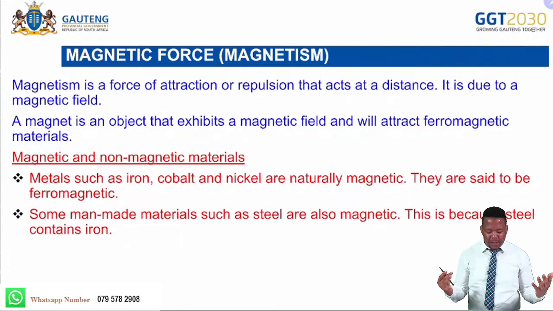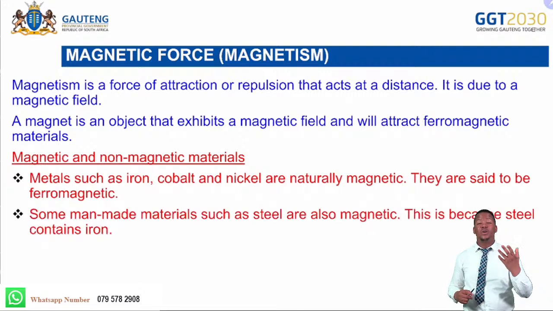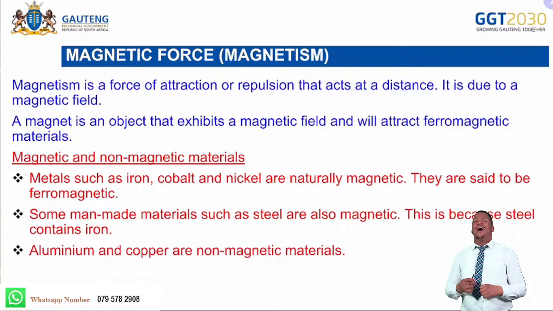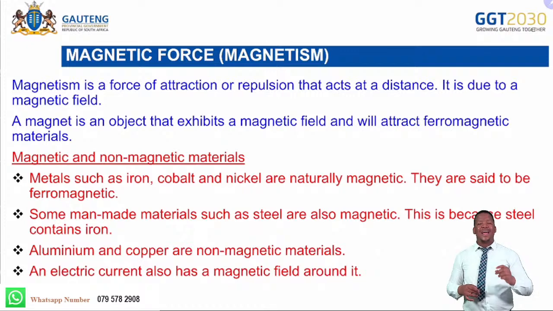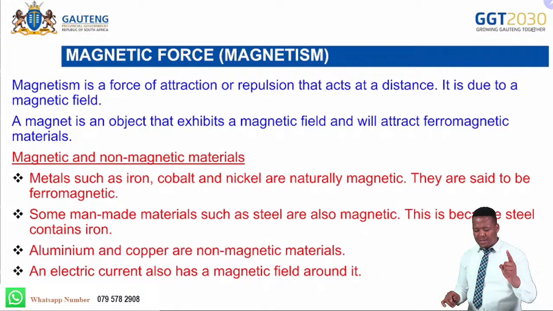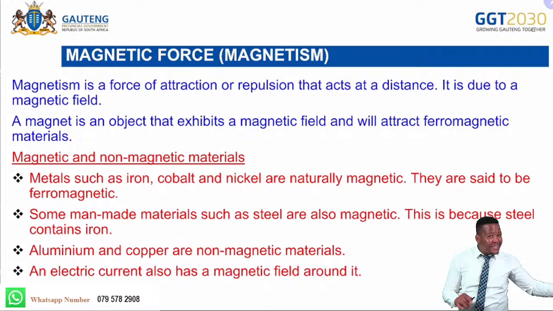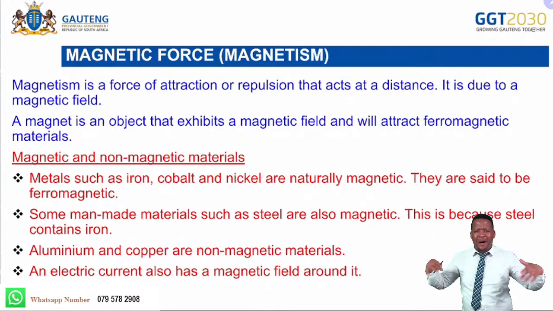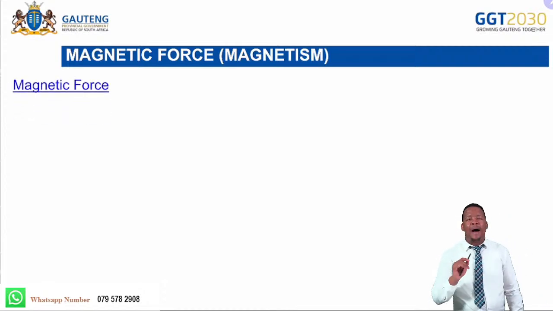Some man-made materials, such as steel, are also magnetic. This is because steel contains iron. However, aluminum and copper are non-magnetic materials. An electric current also has a magnetic field around it. So here we talked about magnetic force, a magnet, and magnetic materials and non-magnetic materials. Still under magnetic force.